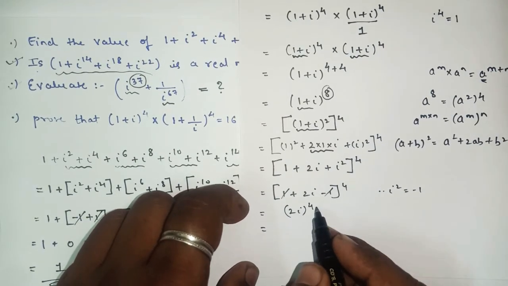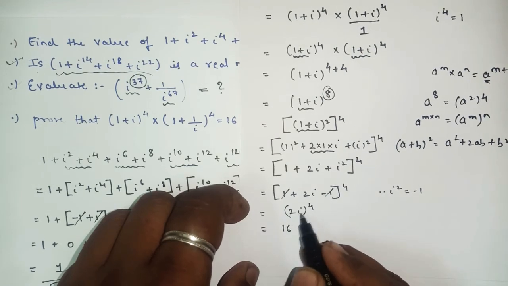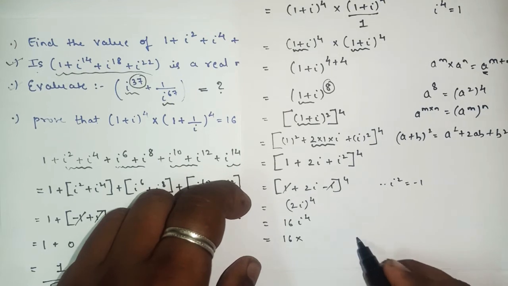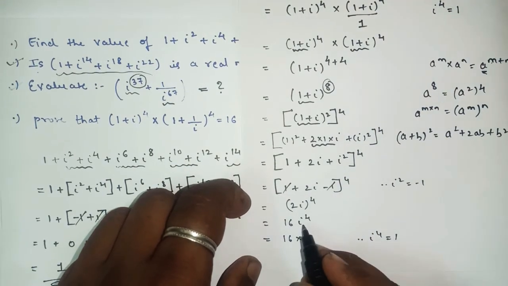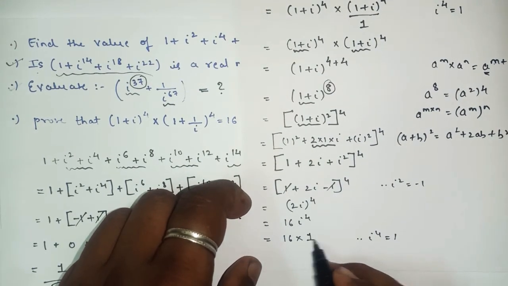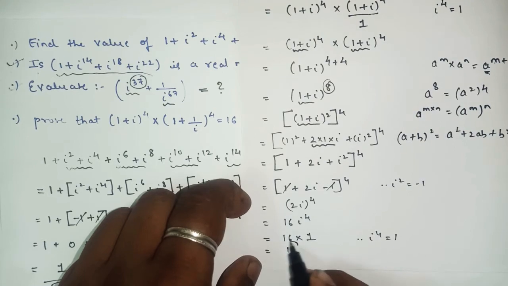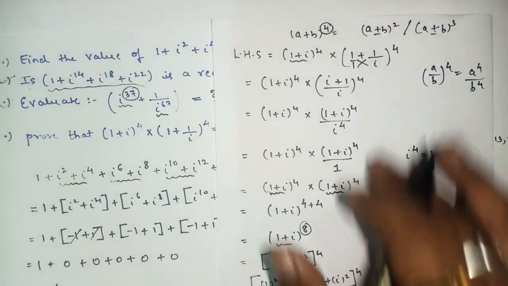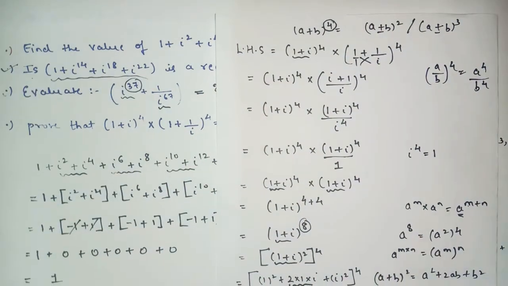So 2 raised to 4, it is 16. i raised to 4, again same, we know that i raised to 4 is 1. So in place of i raised to 4, we can write 1. So the final answer which we got for this sum is 16. Actually, the sum is not that difficult.